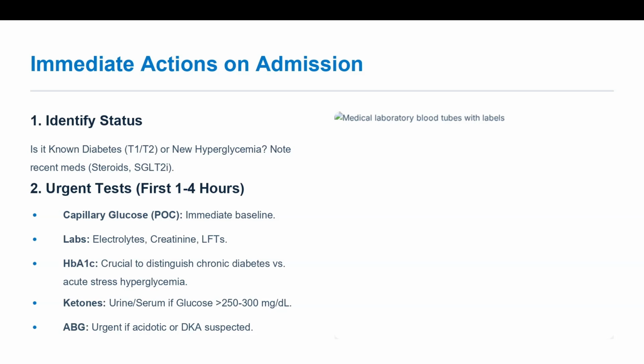And the first test to be done is capillary blood glucose in the emergency or in the wards. If the blood glucose is more than 200 in a non-diabetic patient, then send an HbA1c to confirm whether it is chronic diabetes versus acute stress-induced hyperglycemia. Then look for electrolytes, creatinine and LFTs. The most common abnormality in creatinine occurs commonly in patients presenting with hyperglycemia. Creatinine elevation can lead to hyperglycemia or hypoglycemia. So ketones, the urine or serum ketones, if glucose is more than 250 or 250 to 300 milligram per deciliter. ABG is done if the patient is acidotic or DKA is suspected.